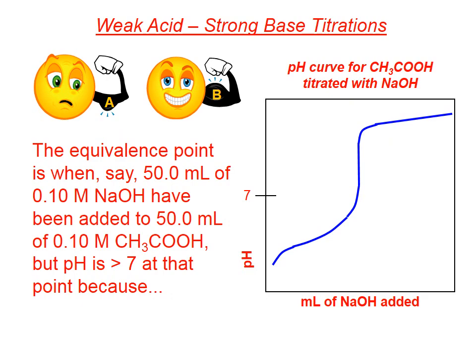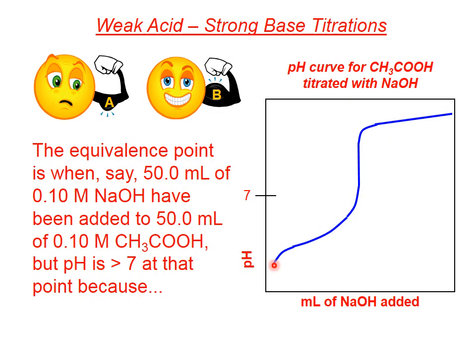In an earlier lesson, we talked about strong-strong titrations. Here, we're going to discuss weak-strong titrations. Now, let's look at the curve on the right side of this screen. Previously, we looked at a pH curve for a strong-strong titration, and that curve differed from this one in this way.